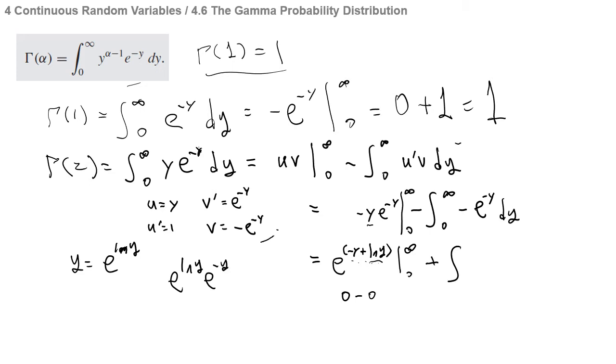The other part from 0 to infinity, e to the minus y dy, and this part is actually gamma 1. So this is gamma 1.